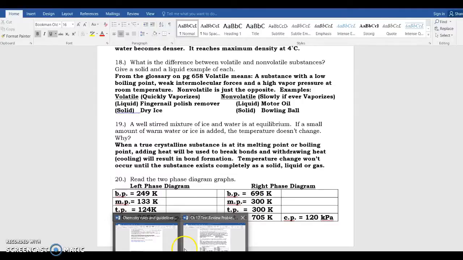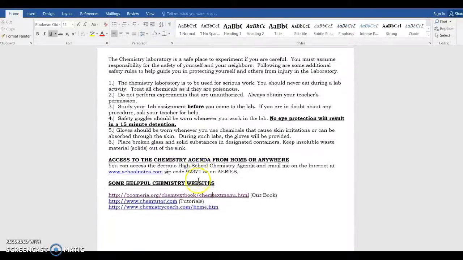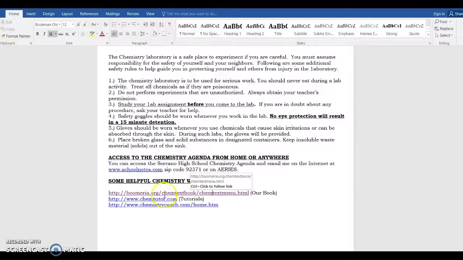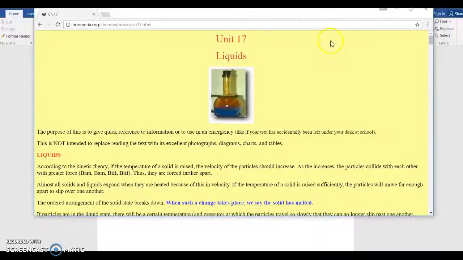I'm going to jump to this sheet here. This was the rules and guidelines, and this little link here is super important, and I'll show you why. Here it is. So if you don't know what it is, here it is, boomeria.org/chem textbook, and then this is chapter 17. I went ahead and did 17 for us. So I am going to change the size of this so we can see it all.